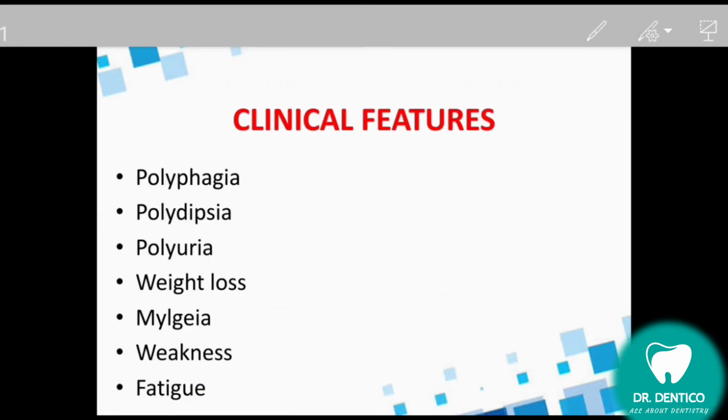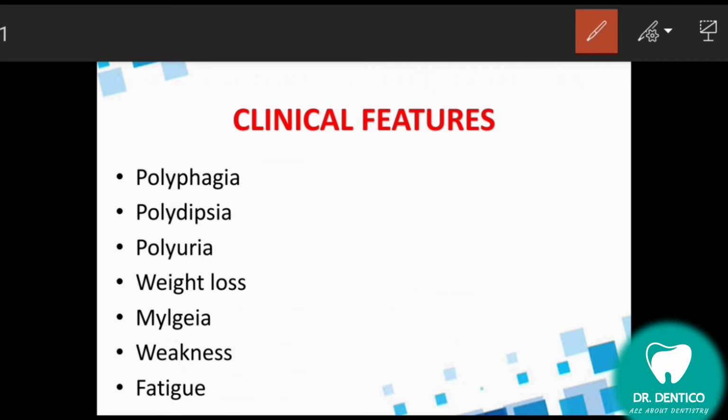Now we will see the clinical features of diabetes mellitus. First is polyphagia, polydipsia and polyuria. You have to remember these three at first. Polyphagia means increase in appetite, polydipsia means increase in thirst, and polyuria means increase in urine, okay. So polyphagia, polydipsia and polyuria, khana, pina, jana. Then the last are weight loss, myalgia, weakness and fatigue, okay.